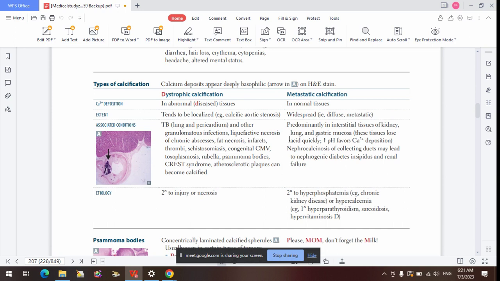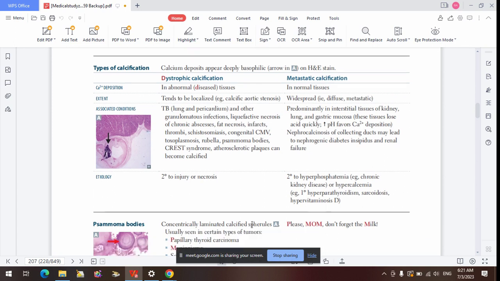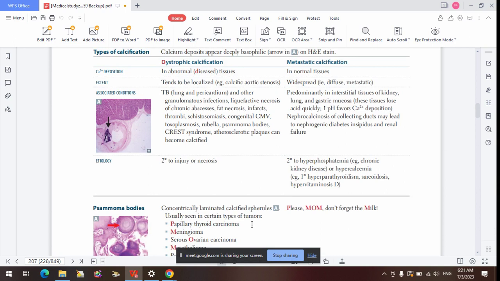We said it can also be present in some malignancy, because malignancy is also a disease state, so it can also attract calcium, and that calcium typically deposits in concentric laminated layers, which we call the psammoma bodies. Then, calcium can also deposit in blood vessels, typically blood vessels that have atheromatous plaque or thrombi. They can attract calcium too.